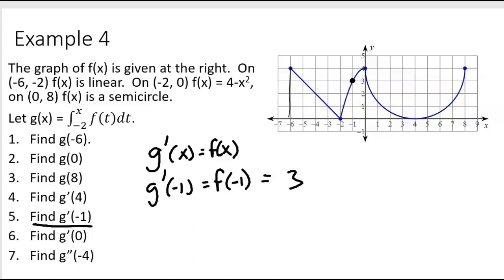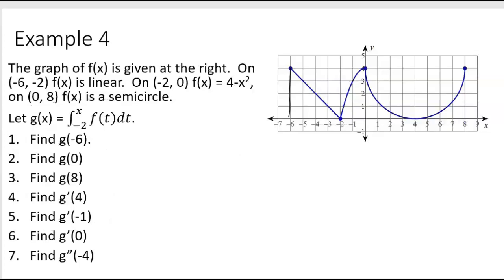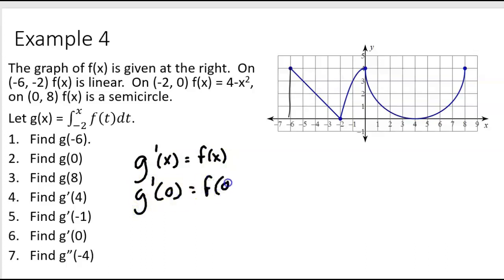So we're not doing area anymore when you do the derivative. These are area questions because those are integral function questions, which are area accumulation problems. But the derivative of an area accumulation function is just the graph that we're looking at. So you just need to pick out the y values that are on there. Let's do one more. G prime of 0. Well, G prime of x, once again, is f of x. So G prime of 0 would be f of 0, and f of 0 is 4.